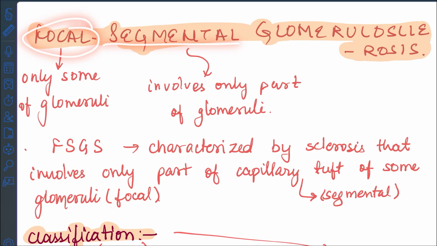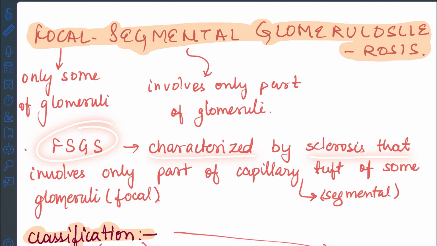So as the term suggests, focal and segmental. Focal मतलब only some of the glomeruli are involved. अब जैसे मैंने इससे पहले एग्जाम्पल दिया हुआ था while I was telling you about focal, that if there are 100 glomeruli, only some of them are affected, not all 100 of them. Whereas the second term is segmental, it means that it only involves part of glomeruli, not the whole glomeruli, but just a part of it.